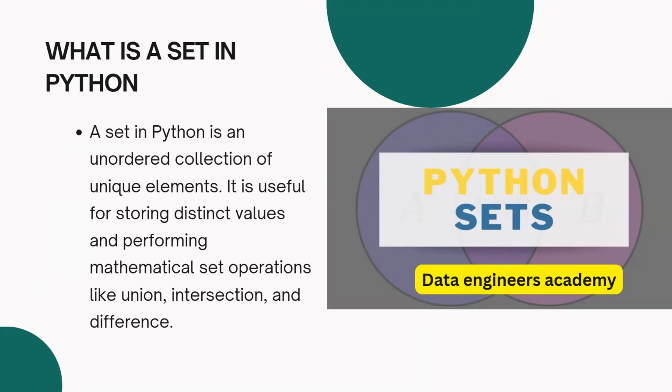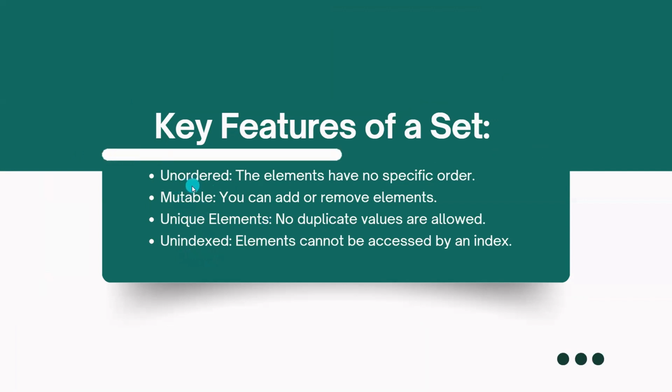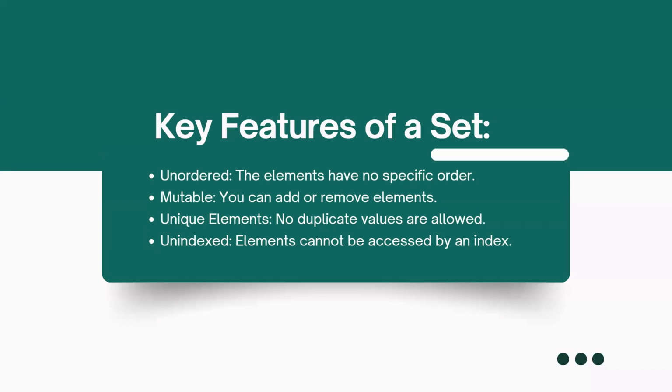Now, let's see the key features of a set. Here we have some key features: unordered, mutable, unique elements, and unindexed. Let's see what these are. Unordered means, unlike a list or tuple, sets do not maintain the order of elements. When you print a set, the elements may appear in a different order every time.